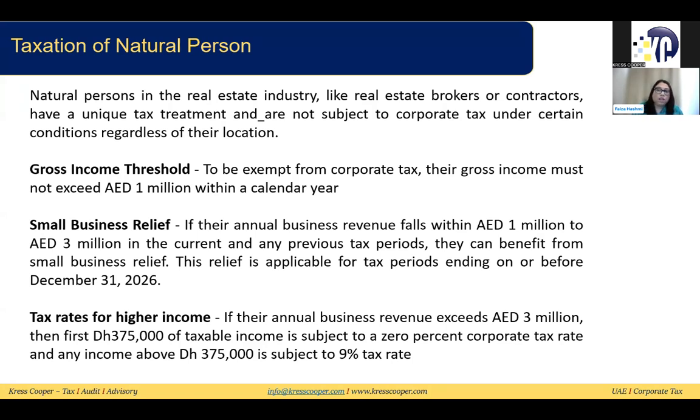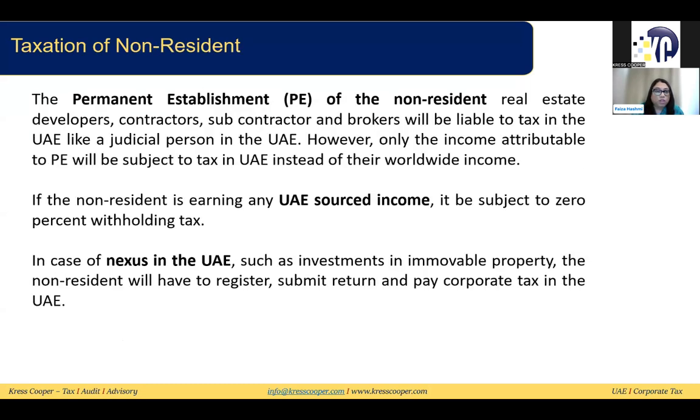So now these were the resident natural person and the resident juridical person. Let's talk about the non-resident person now. In a non-resident person, there can be three cases. Either they can be a permanent establishment of the non-resident, real estate developer, contractor, subcontractor, or broker. That will be liable to be taxed in the UAE just like a company, just like a juridical person in the UAE. However, only the income which is attributable to the PE will be subject to UAE tax, instead of the worldwide income, which is the case for a resident juridical person.